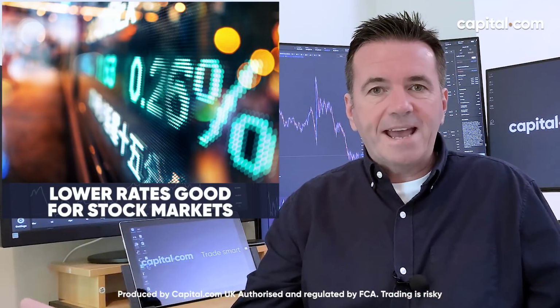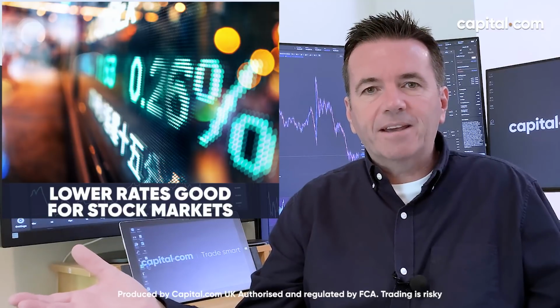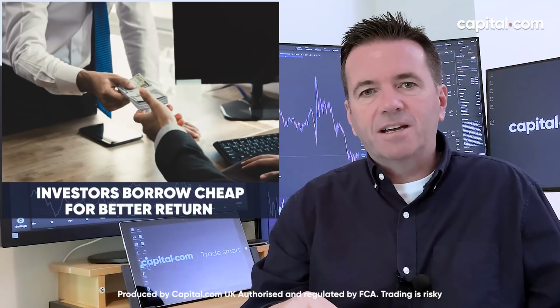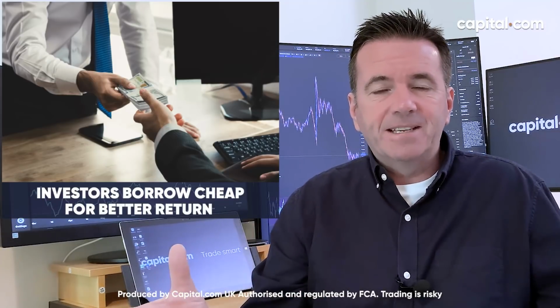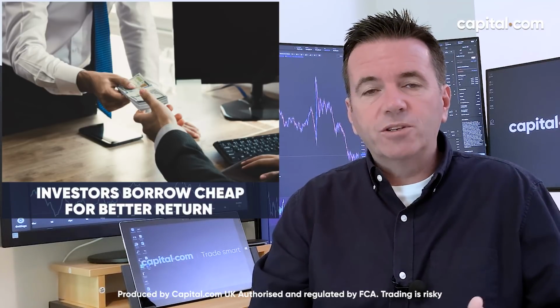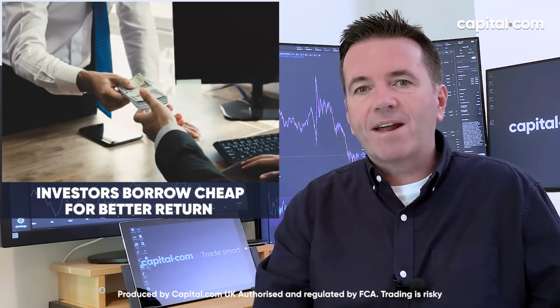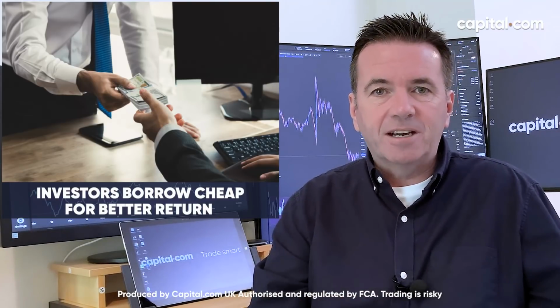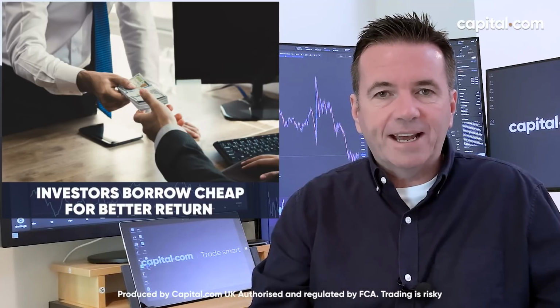First of all, what's the point in having your money in the bank earning nothing in terms of interest? Investors will seek out better returns in other markets. The stock market is a traditional home for that cash. Plus, of course, the fact that if you want to, you can leverage, you can borrow money at a relatively low rate and take on some risk and look to get a better return somewhere else. So low rates traditionally help stock markets.